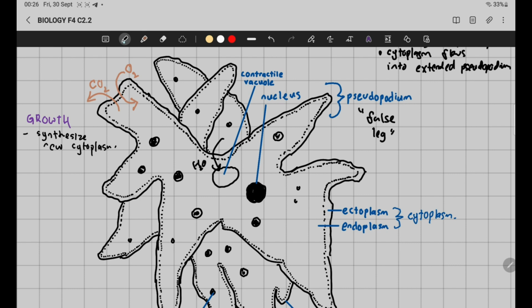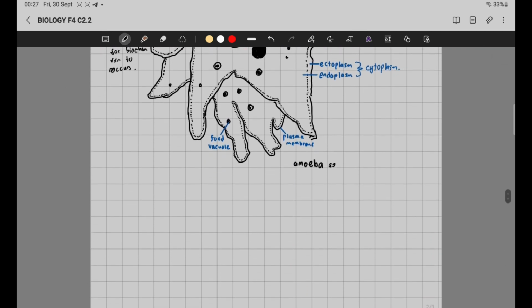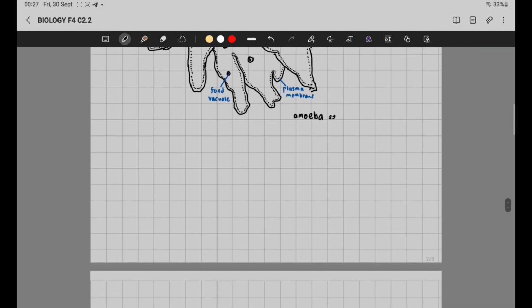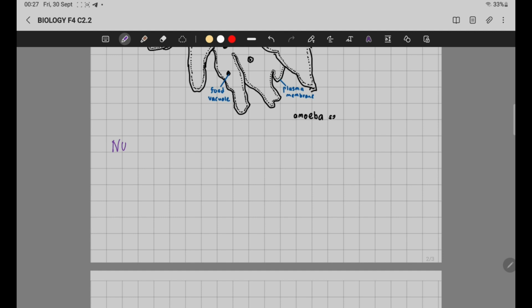You need to relate back to the previous lesson, in which the cytoplasm acts as a place or a medium for biochemical reactions to occur. So by synthesizing more cytoplasm or new cytoplasm, they can perform their life processes more effectively. And the last one is nutrition. You need nutrition to keep living. So that's the amoeba.